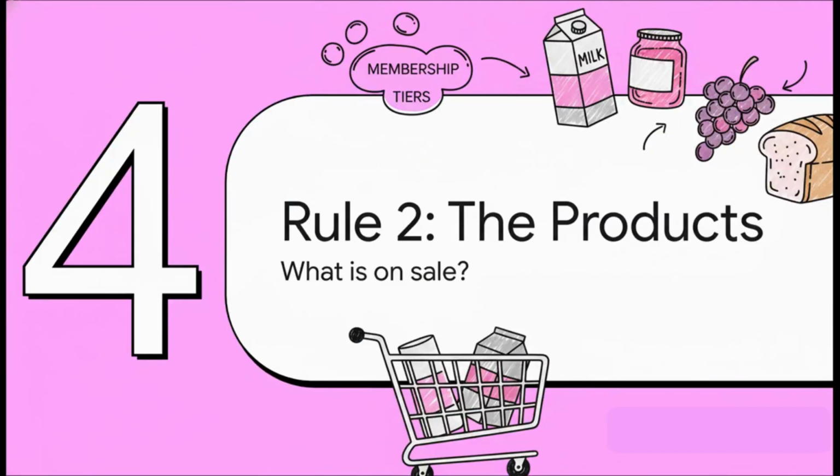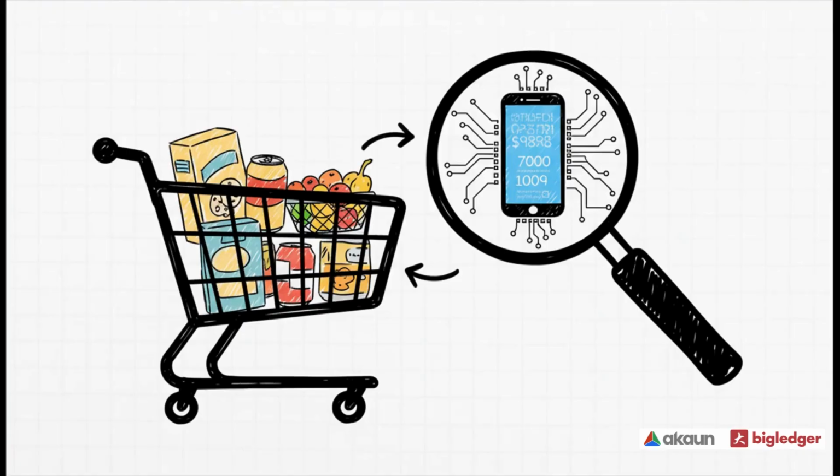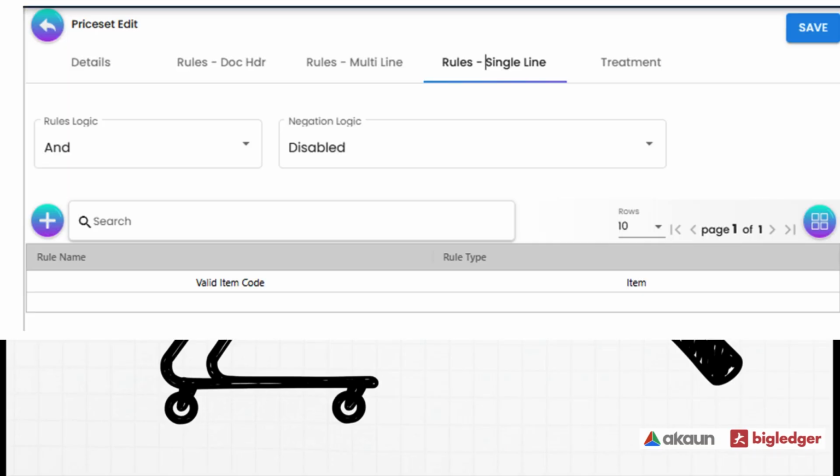Okay, we've set the stage. Now it's time to choose our star players. Rule number 2 is all about defining the what, which specific products are actually part of this deal. For this part, we jump over to the Rules Single Line tab, and the name says it all, right? If the Doc HDR was about the whole transaction, Single Line is about each individual item on that receipt. This is where we really start to narrow things down.